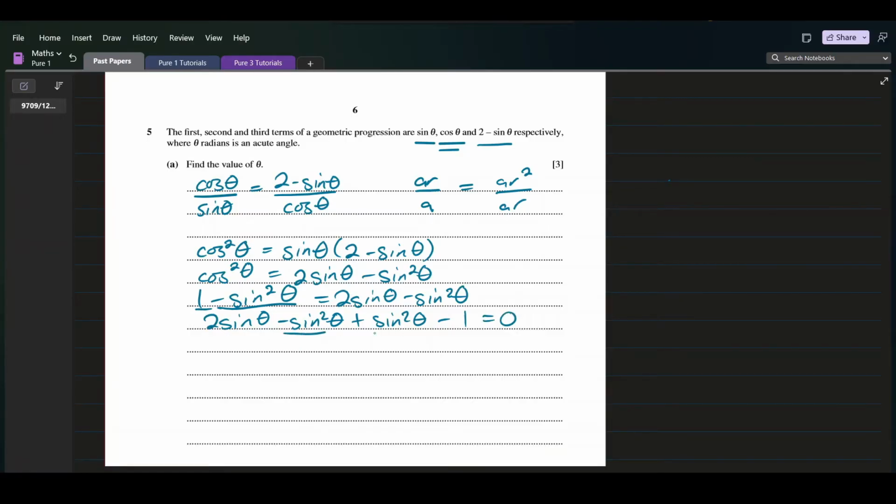So these two cancel out and you have 2 sine theta minus 1 is equal to 0. So you get sine theta is equal to a half, and theta is equal to arc sine of 1 over 2. Punch that into your calculator, and we've got arc sine of 1 over 2. That gives us 1 over 6 pi, and that's our final answer.